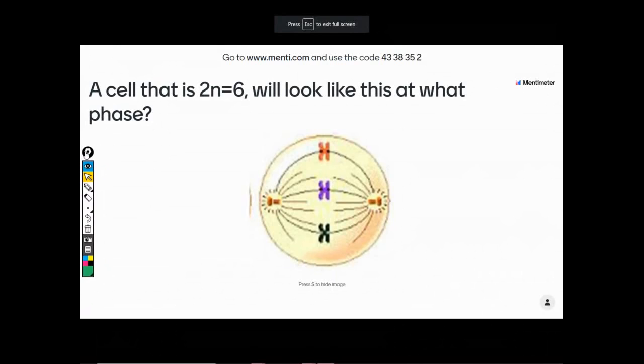All right, so let's practice picking out the difference between mitosis, meiosis 1, and meiosis 2. Okay, so let's go to Menti. Many of you are already up, right? Remember, you can do this on your phone or on your computers. So our code is 43 38 35 2.